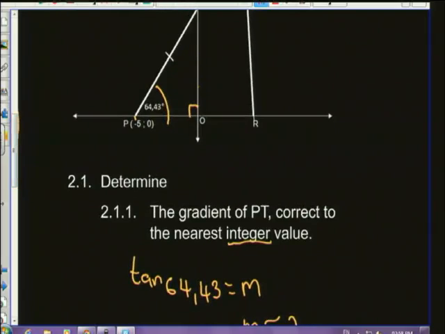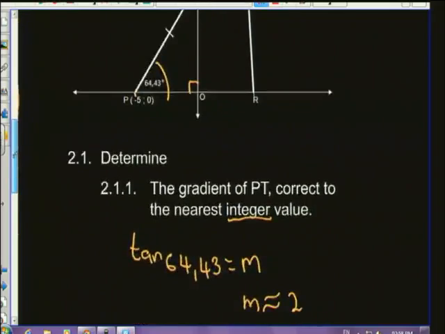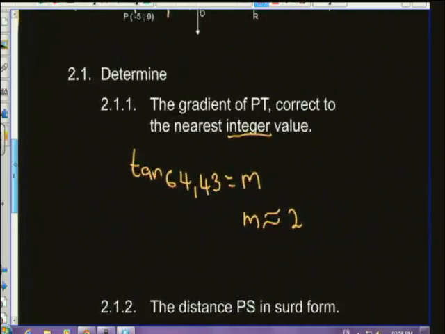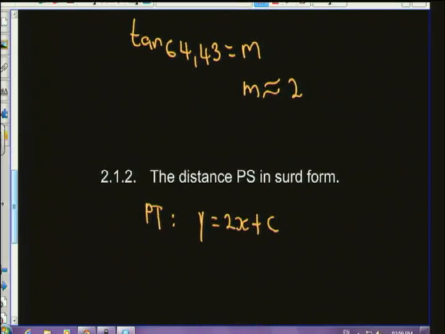What's happening at S? At S, the line PT intersects the y-axis. So we need to work out the y-intercept of PT. But in order to do that, you need to have the formula for PT. We already have the gradient. The formula of PT will definitely be y is equal to 2x plus something, which is the y-intercept. So we can simply substitute any point that lies on the line PT, and we are given minus 5, 0. So let's substitute minus 5, 0.